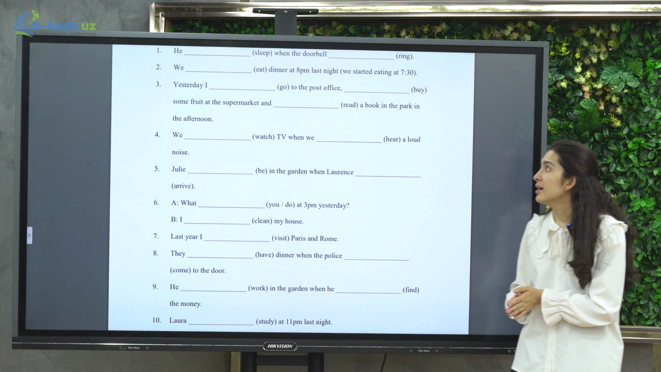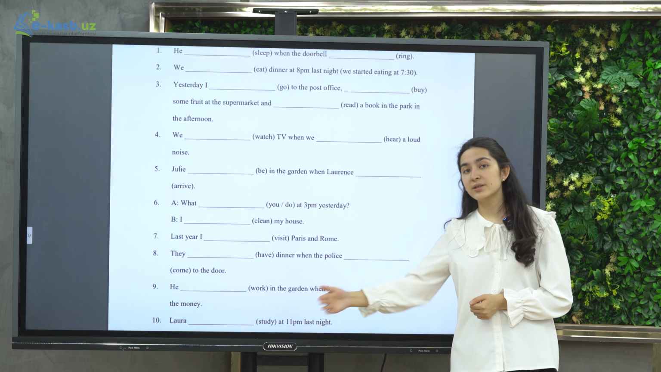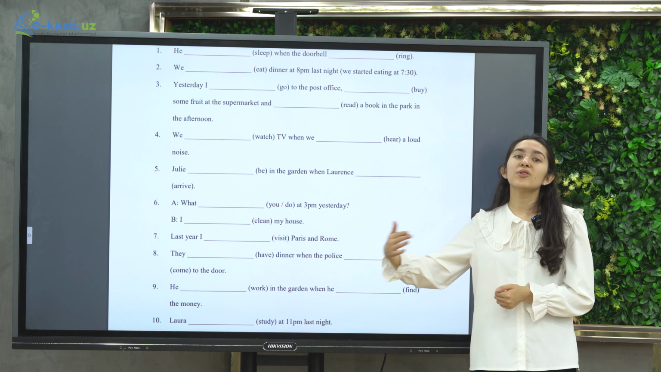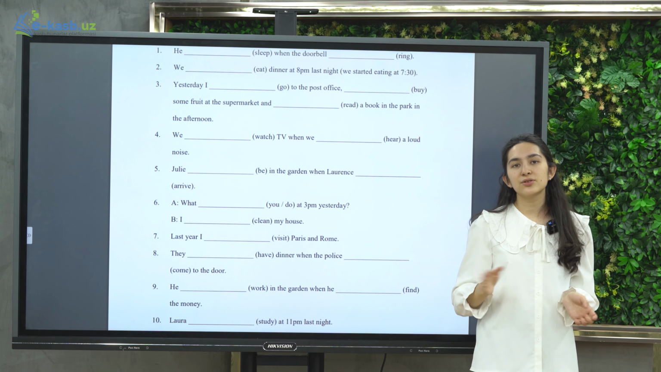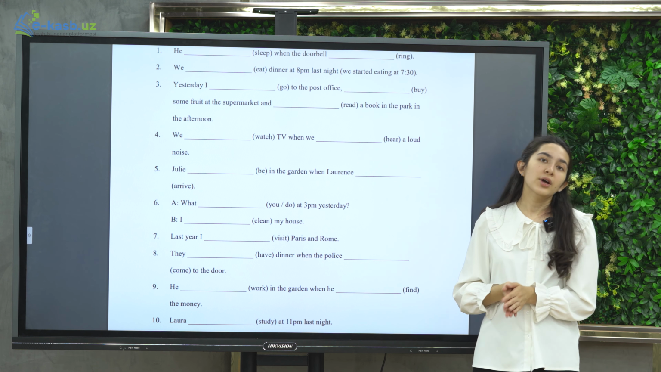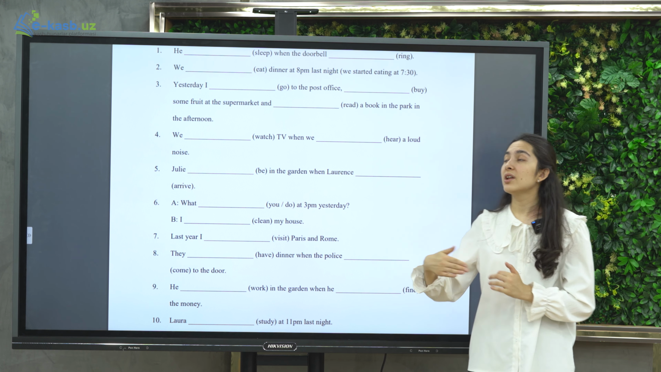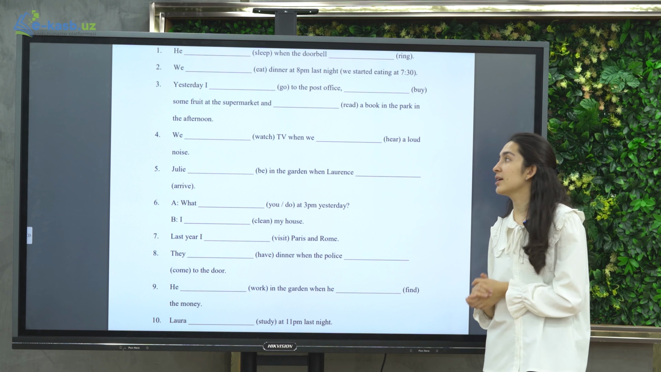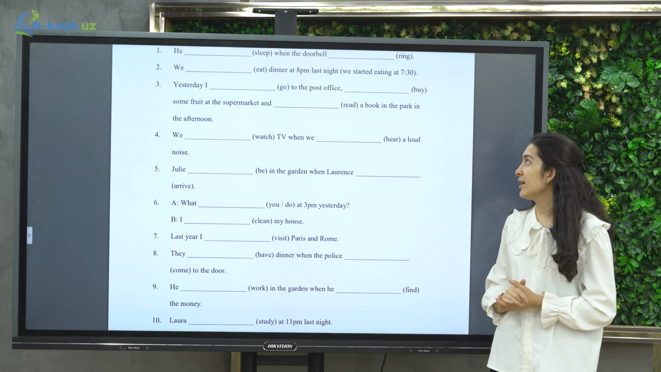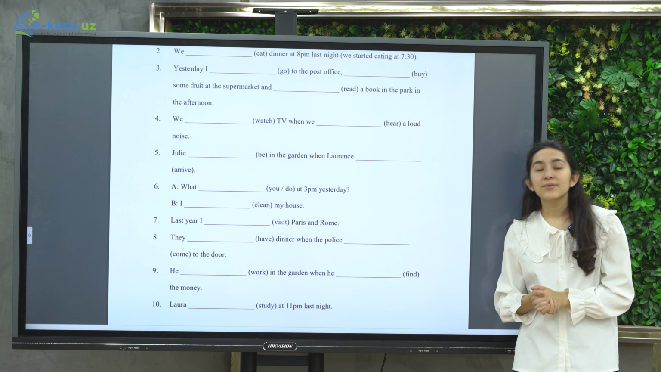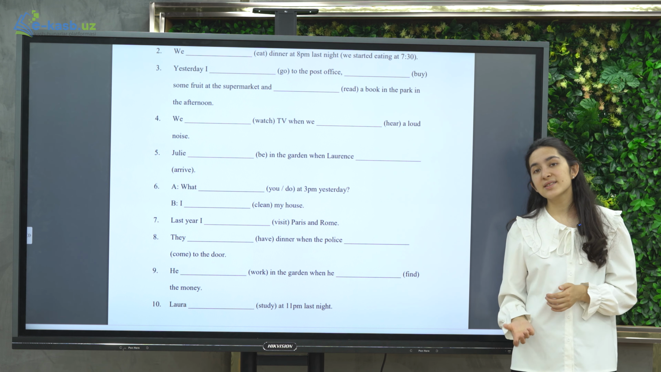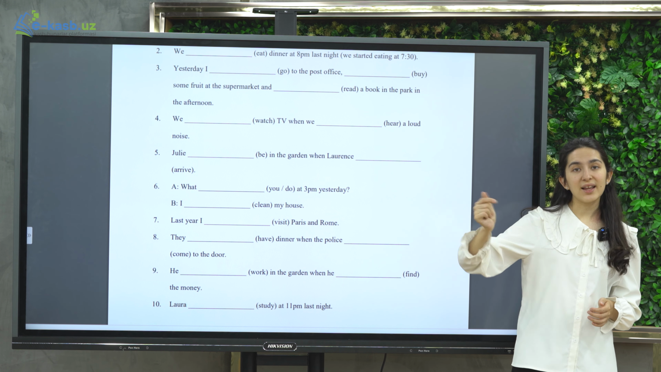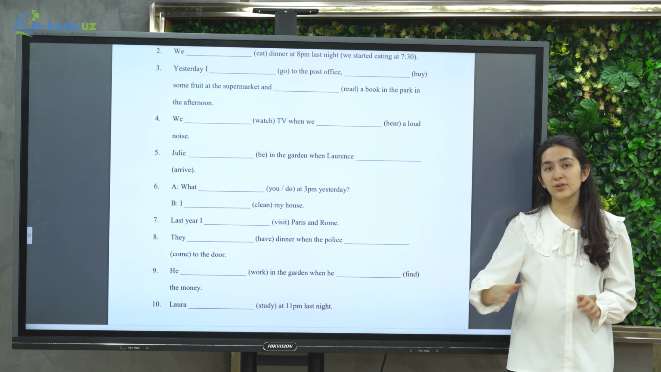So here he was sleeping. Why? Because this is a long action. This is not short action. Yes, you sleep, you wake up and that's it. No. This is a long action. U uxlayotgan paytida bu uzun harakat. So he was sleeping when the doorbell rang. Why rang? Because this is past simple. Doorbell just rang. Jarangladi. Bo'ldi shu bilan.